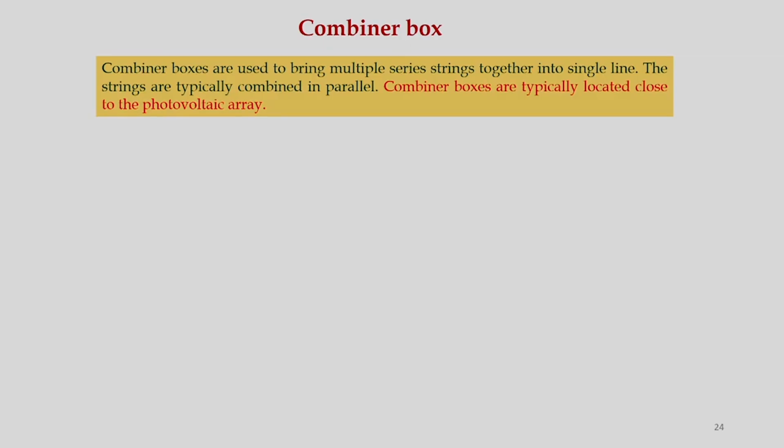Now, let us see what is a combiner box. The combiner box is used to bring multiple series strings together into a single line. Already we know these modules have to be connected, and finally it will come as a single wire, and it will be connected in the combiner box. The strings are typically combined in parallel. The combiner box is typically located close to the photovoltaic array. So, this we must know.